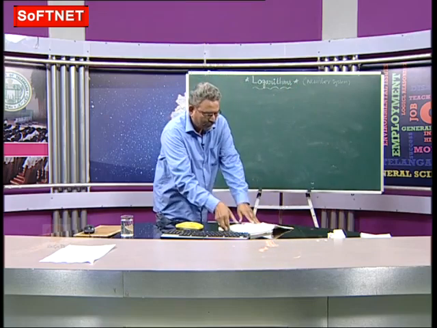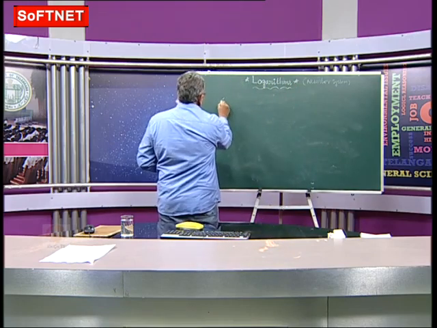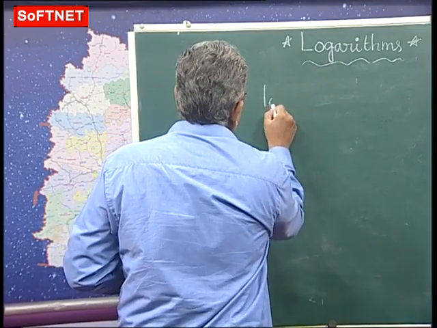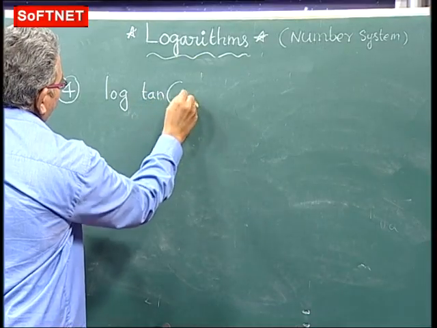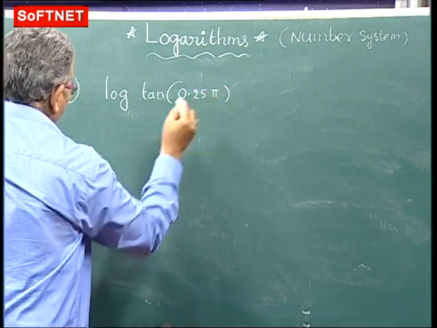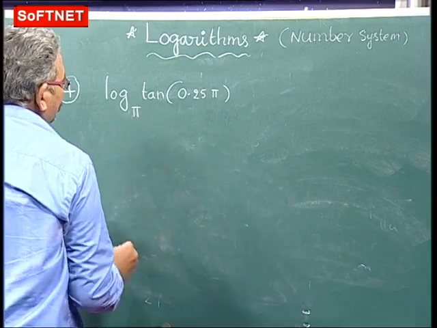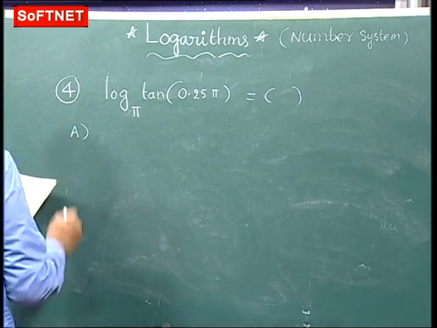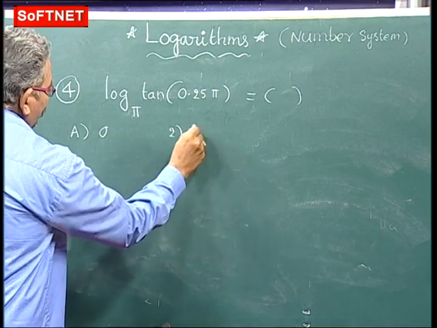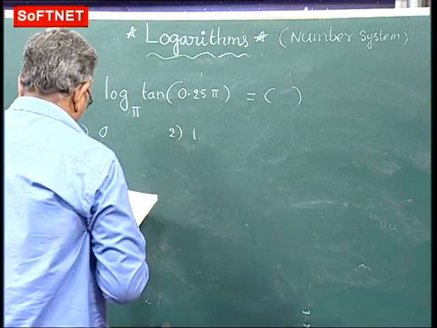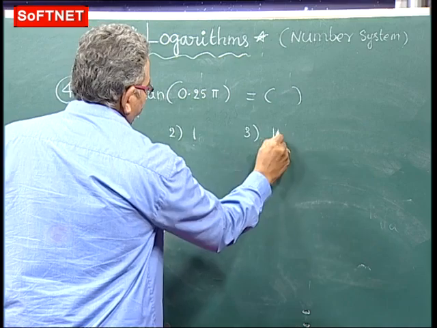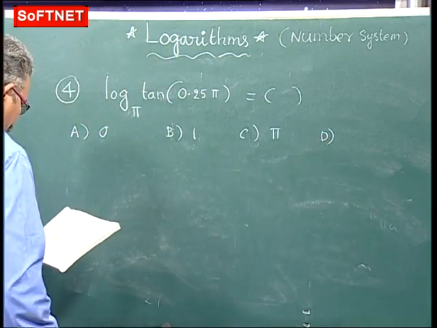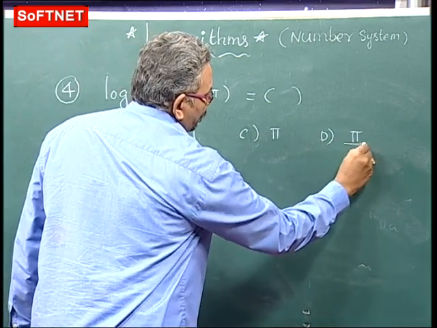So now let us go for another problem. Log of tan of 0.25 pi to the base 5. Options: A 0, B 1, C pi, D pi by 4.